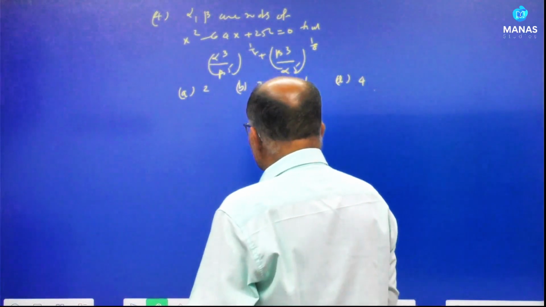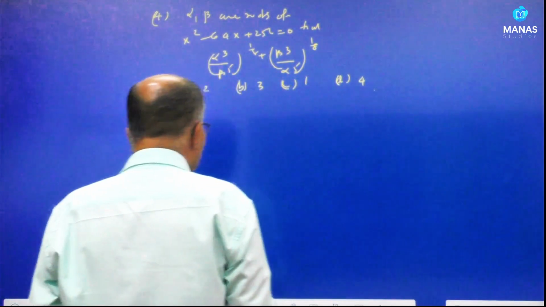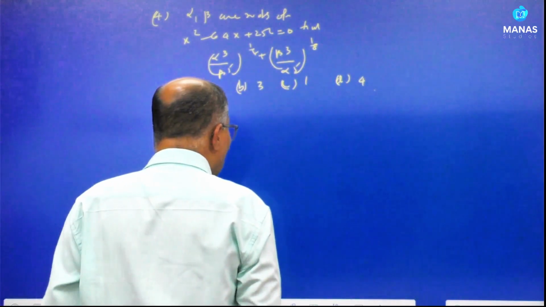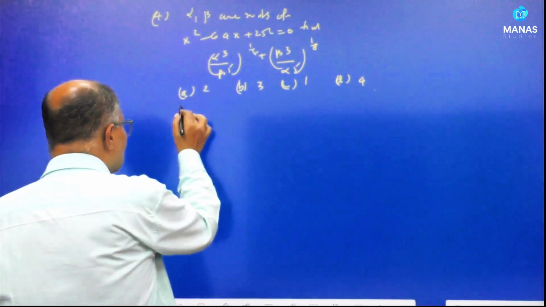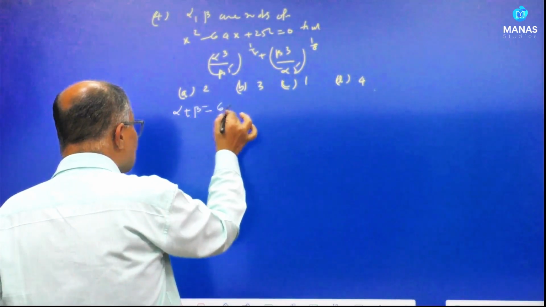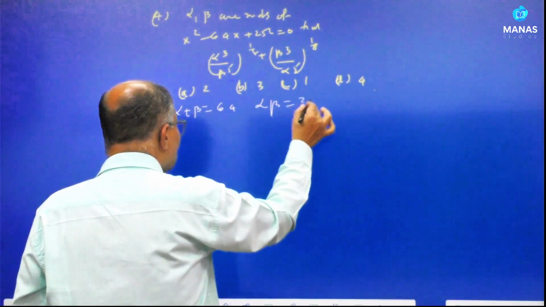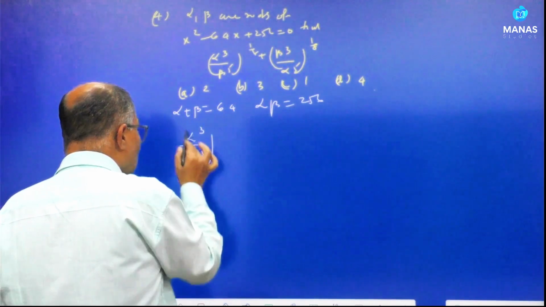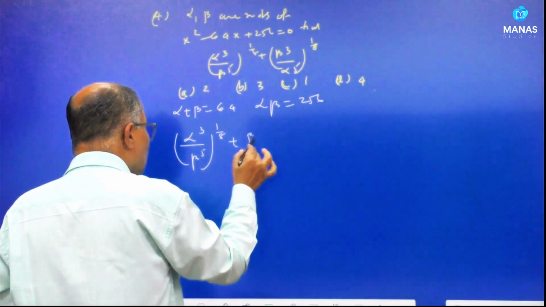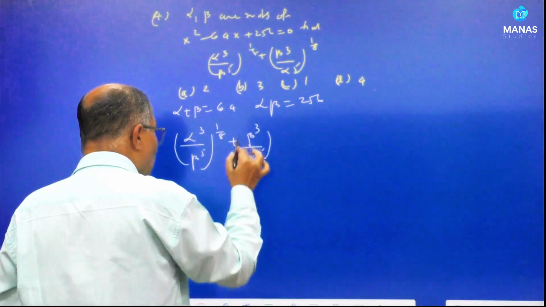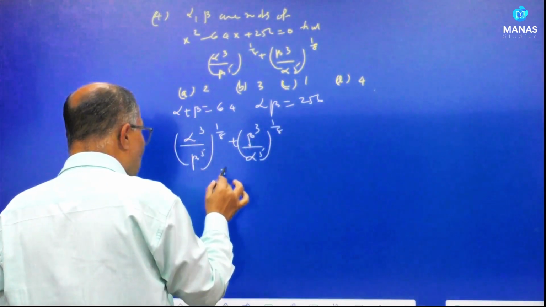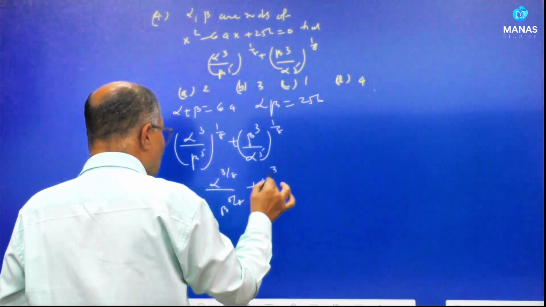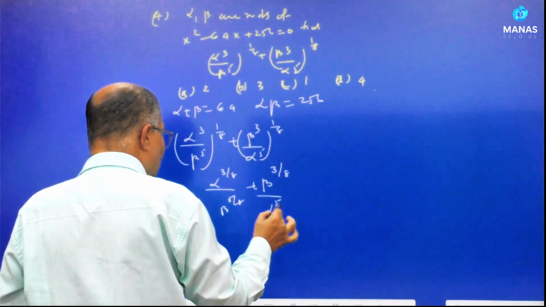Alpha comma beta are the roots of this equation. Find the value of (alpha cube upon beta power 5) whole power 1 by 8 plus (beta cube divided by alpha power 5) whole power 1 by 8. According to the question, alpha plus beta is equal to 64, and alpha into beta is equal to 256. That is alpha power 3 by 8 divided by beta power 5 by 8 plus beta power 3 by 8 divided by alpha power 5 by 8.